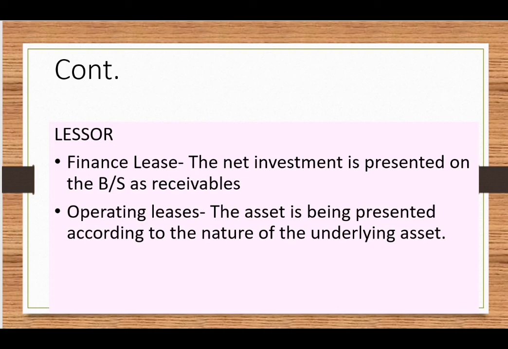into two. It could be a finance lease, and it could be an operating lease. Usually, a finance lease is recognized as a receivable, but an operating lease is an asset. It's an asset by nature. Okay, but it depends. It could be a building or a machine. Okay, a building will appreciate, but an asset, it could not be appreciated. So basically, it depends on the nature of the asset itself.